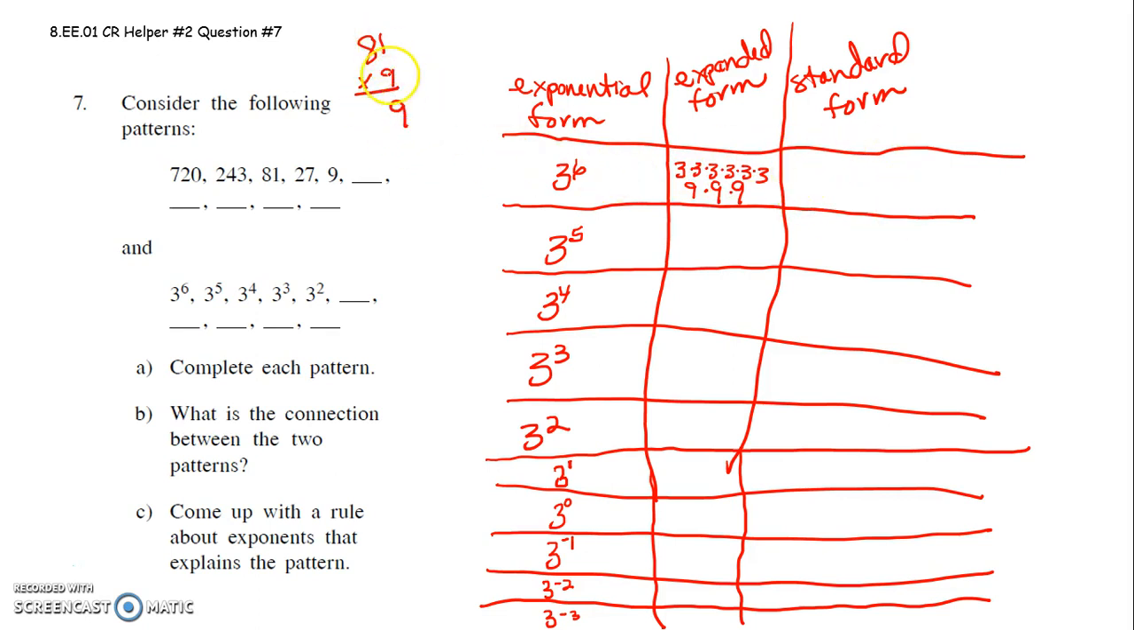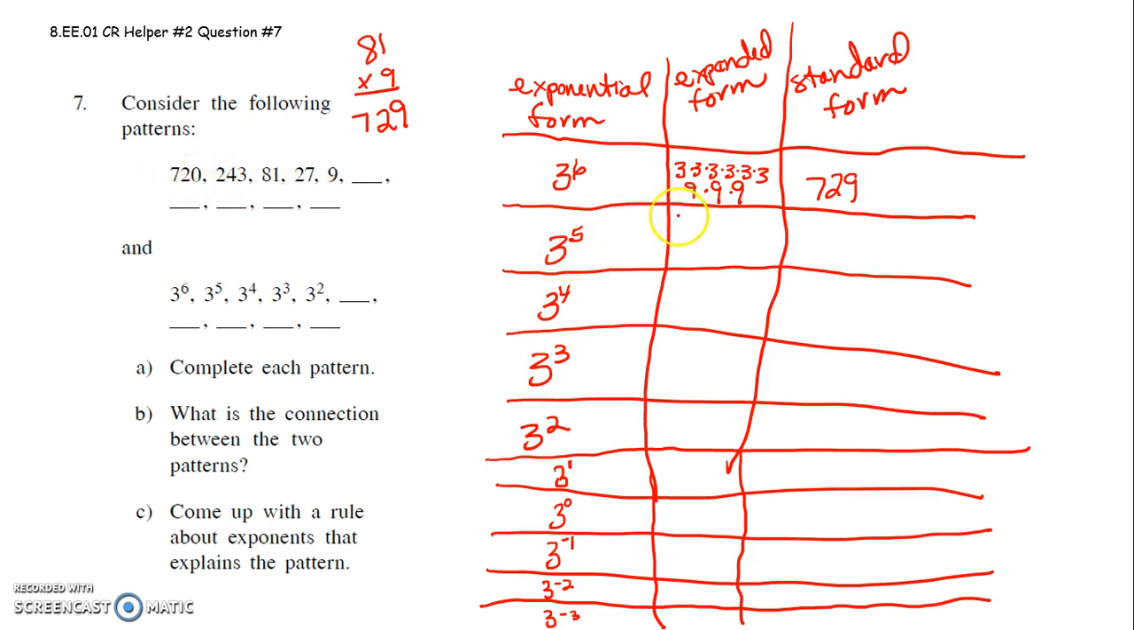9 times 1 is 9. 9 times 8 is 72. Okay. So I get here 3 to the 6th as being 729. I hope I didn't make a mistake. Alrighty, that's what I get. But I'm looking at the top pattern, I'm like, well, that's not helping me. Oh, well. Let's try 3 to the 5th. There could be a misprint here.